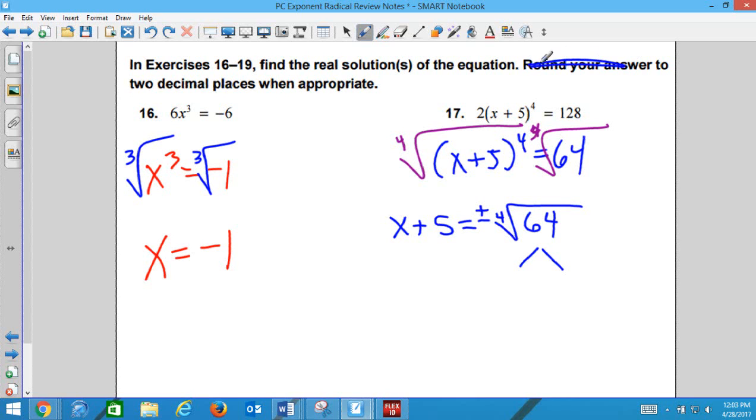This says round. We're not going to do that, by the way. I meant to get rid of that in your directions. Sorry. It's not in your homework directions.